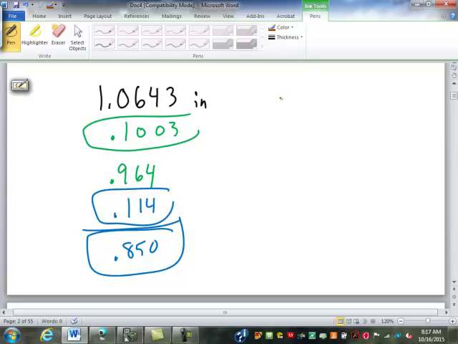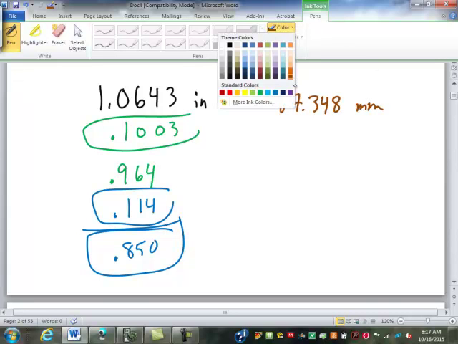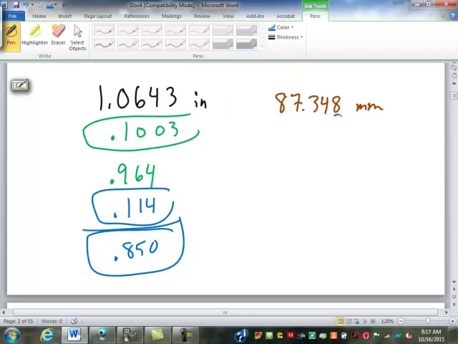But let's say you want to build 87.348 millimeters. Just like with the standards, we start with the 8. What do we have that ends with an 8? Well, we have a 1.008, which will leave us with 86.34.